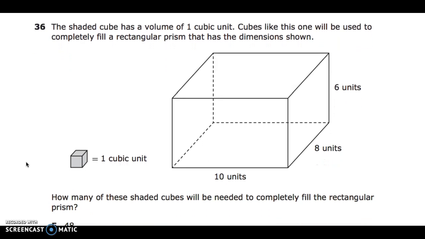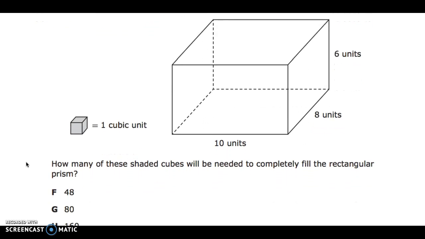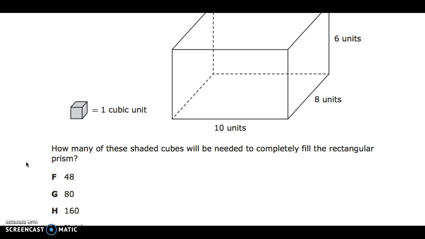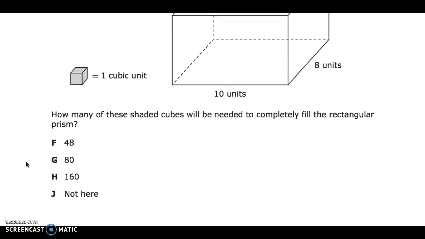Number 36. The shaded cube has a volume of 1 cubic unit. Cubes like this one will be used to completely fill a rectangular prism that has the dimensions shown. How many of these shaded cubes will be needed to completely fill the rectangular prism?